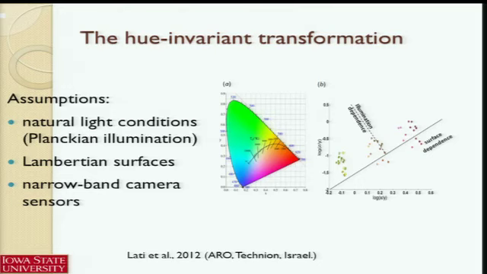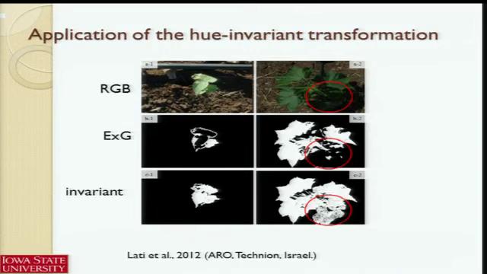So then they provide this comparison between the conventional excess green and hue invariant transformation based segmentation. So you see the difference between here and there. So all the lost pieces within the leaf were recovered, and also the leaf that was in the shadow, previously lost in the excess green approach, now appeared.